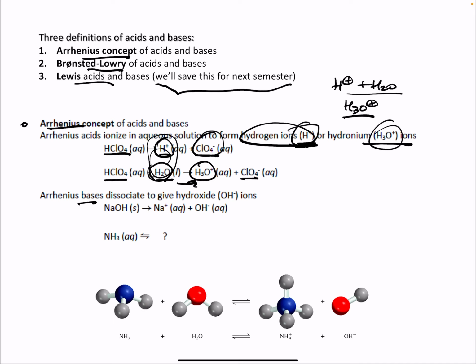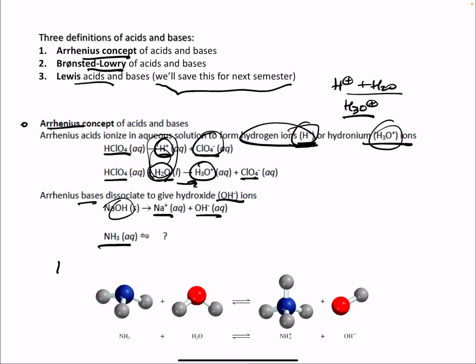Arrhenius bases dissociate to give hydroxide ions. So sodium hydroxide will break apart in water to give us sodium ions and hydroxide ions. It's an Arrhenius base. So we can recognize Arrhenius acids and bases in that acids are proton donors or hydronium donors, and bases are hydroxide donors. What about ammonia then, though? It is a weak base. We know this. But how is it going to make hydroxide? It doesn't have one.